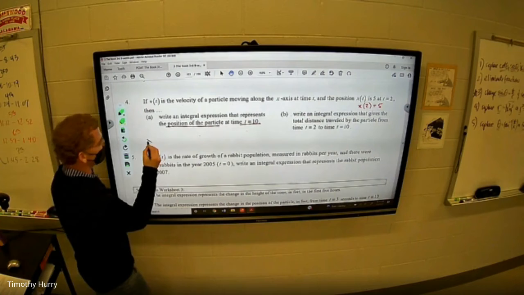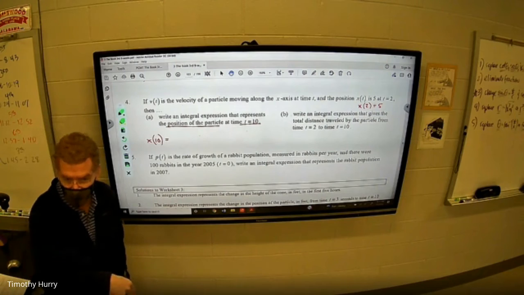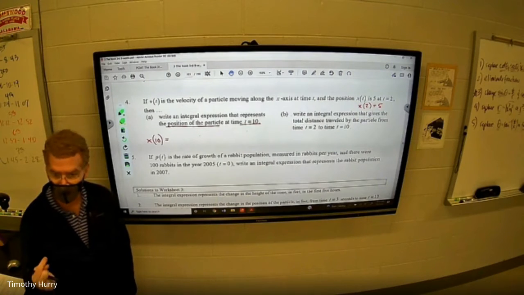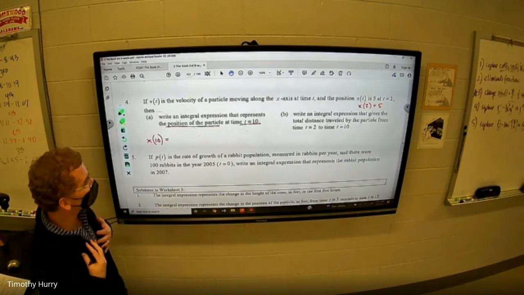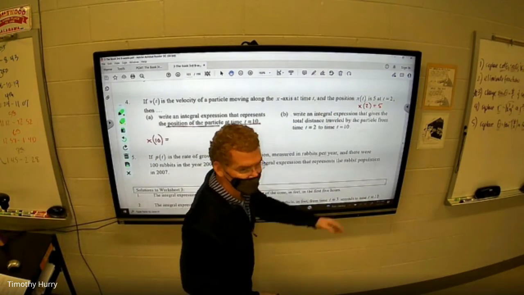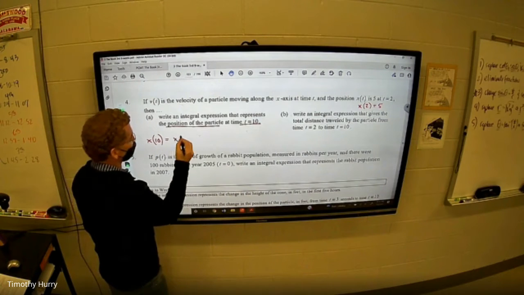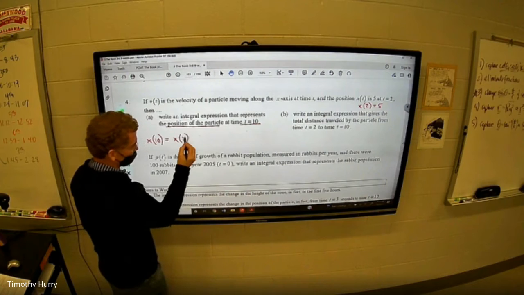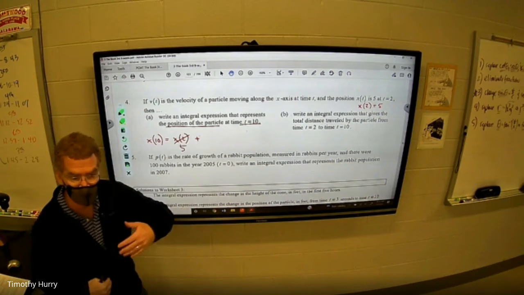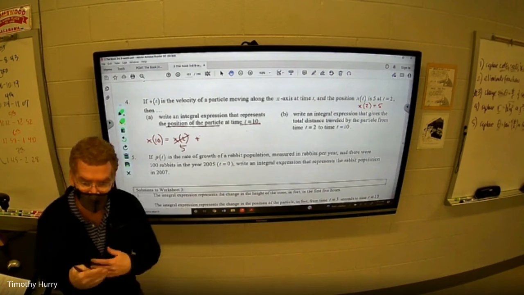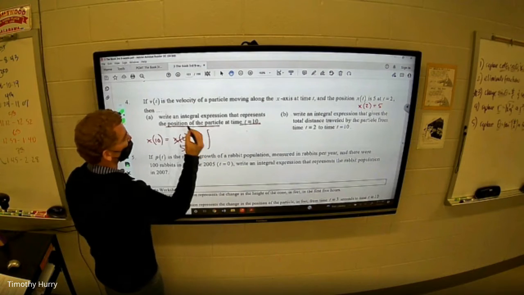Okay, so x of 10 is what I want, right? What do I got to do to find my position? I got to know where I begin. Well, all I know is that at time 2, I'm located at 5. So couldn't I say, okay, if I want to know where I am at 10, I'm going to start at time 2, which happens to be 5, and figure out how much my position changed and add it to it. How do I find a change in position? I integrate velocity.